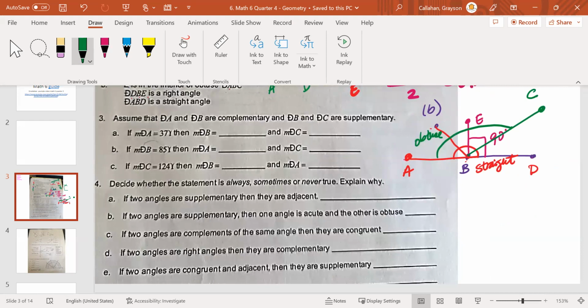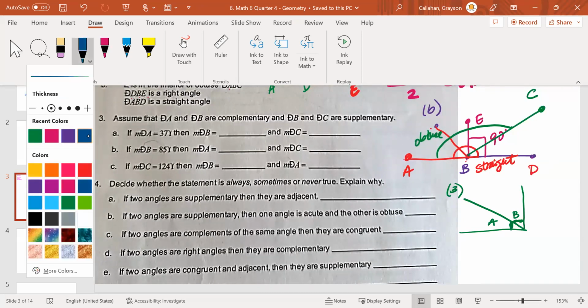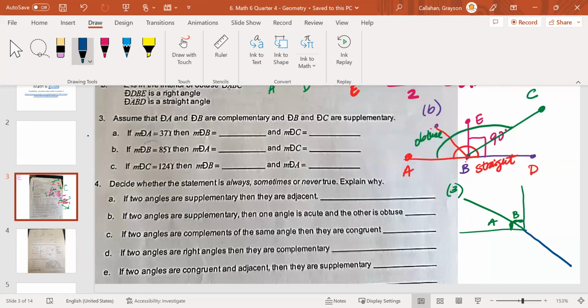Okay, number 3. Assuming that angle A and B are complementary. So here is number 3. Complementary means they add up to what? 90 degrees, right? A and B are complementary, and B and C are supplementary. So in order to make this, C will have to be right here because they have to create a straight line. Do you see the straight line right here? You need to copy all of this down on a separate piece of paper, okay?